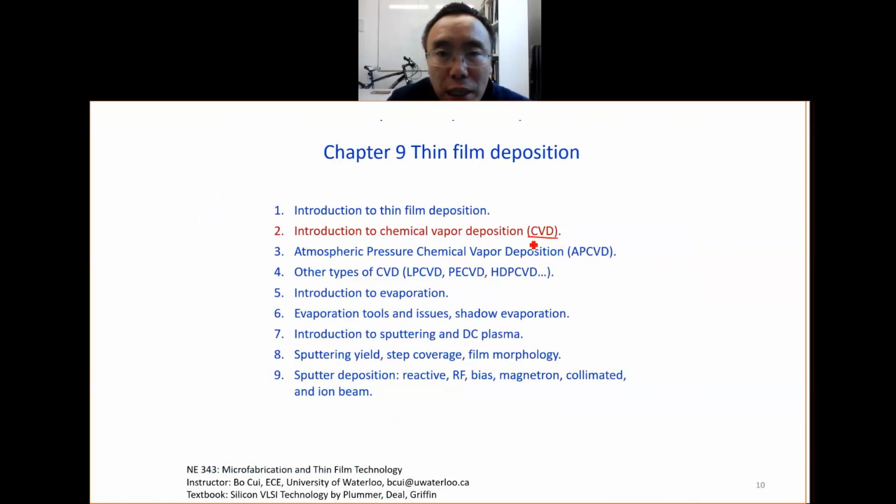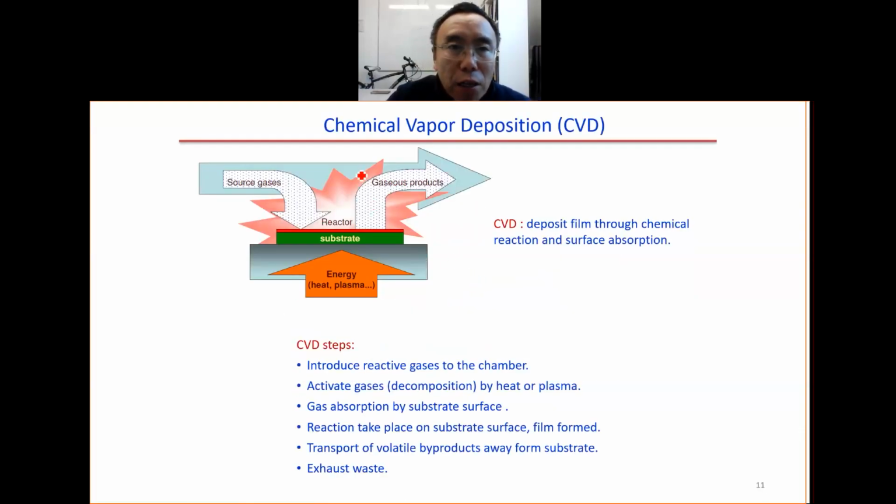So now we look at this chapter. The first one we look at is CVD. The next one, PVD, we will look at in the next slide set. Roughly, the chemical vapor deposition process: we have a source gas like silane. Then there is a chemical reaction on the surface to form the film. Then the gaseous product is pumped away. We input energy, including heat or plasma. So this is the typical general CVD process.